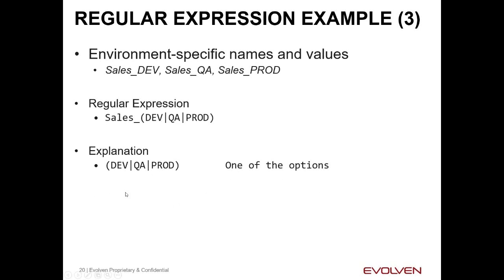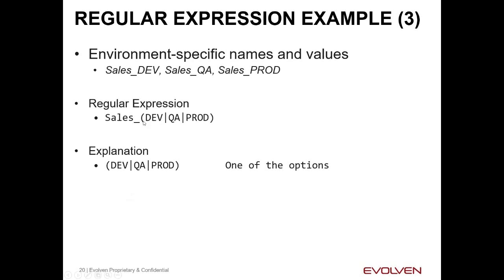And now here's a different one. Before I point it out, on the previous slides we were looking at square braces, pick one, choose one. Here, this is a different kind of choose. We have parentheses, and then we've got pipes in between each of our options. So essentially we're saying sales underscore, and then we expect one of dev, QA, or prod in this particular example. One of the options would show up there.